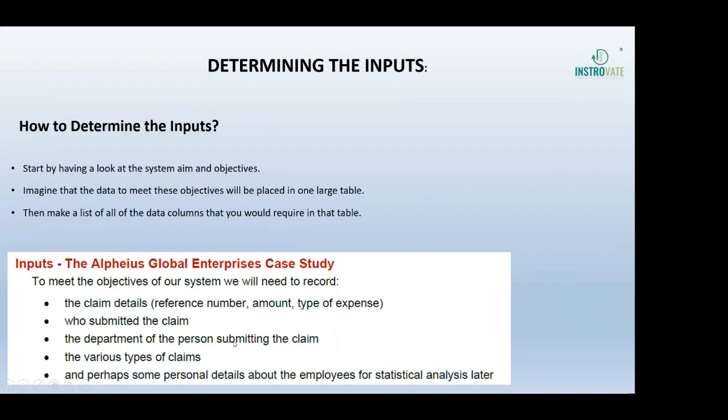So here, to meet the objectives of our system, we need to record the claim details: reference number, amount, type of expense. Here the input we are giving is a global enterprise case study. This is the example, and for this example, the objective of our system is to record the claim details, who submitted the claim, the department of the person submitting the claim, the various types of claims, and perhaps some personal details about the employee for statistical analysis later.